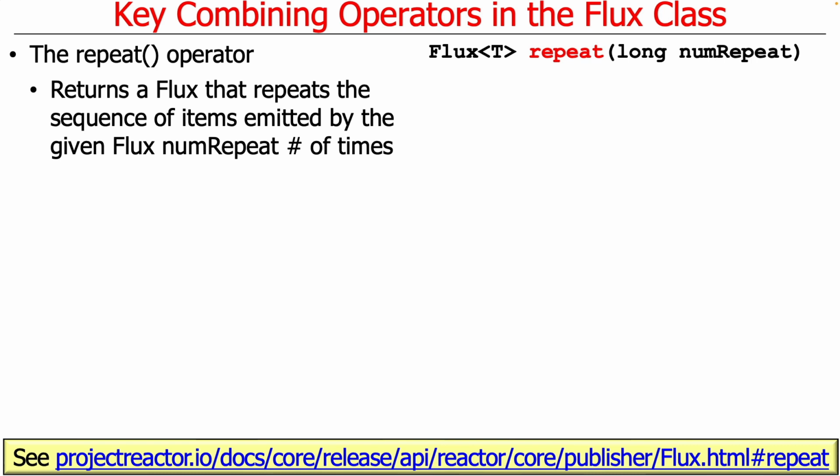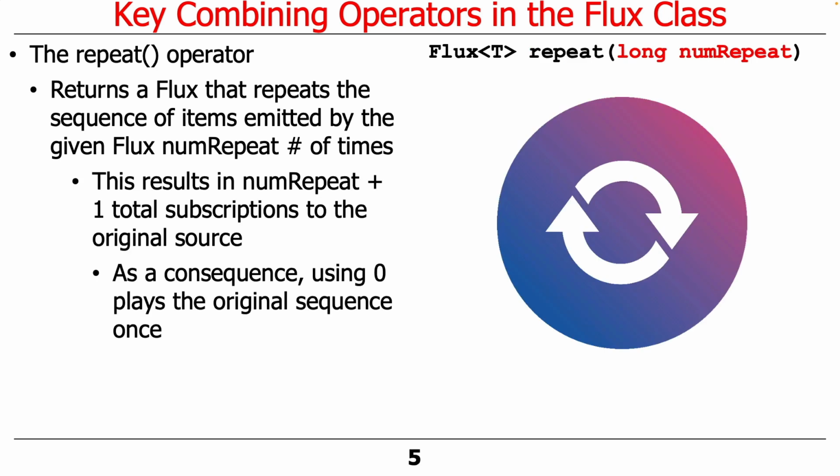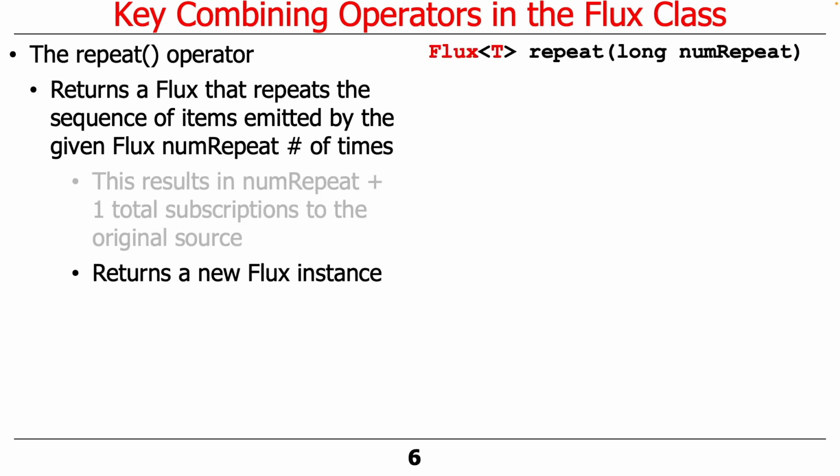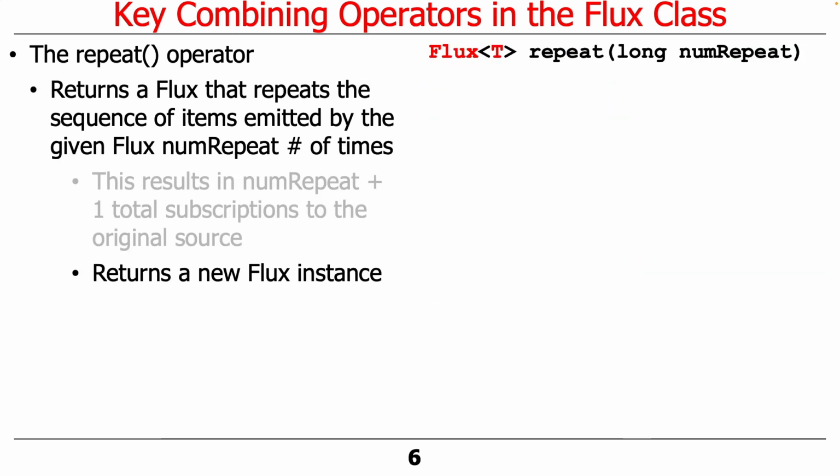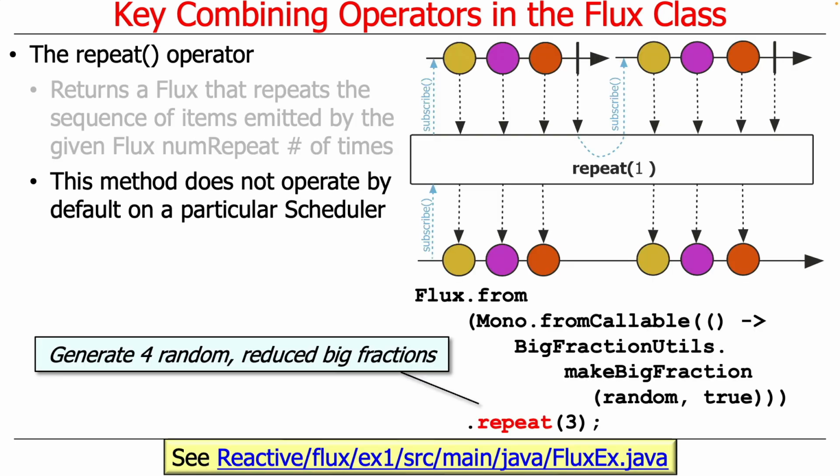That returns a flux that repeats the sequence of items that are emitted by the given flux a certain number of times. And that number of times is designated here by this long parameter. So this will go ahead and repeat things. It returns a new Flux instance, and that Flux instance will, of course, be the results of having the thing called num repeat times. This particular method does not operate by default on any given scheduler. So what that means is that whatever scheduler context it's called in, that's the scheduler it's going to use in order to carry out its operations.